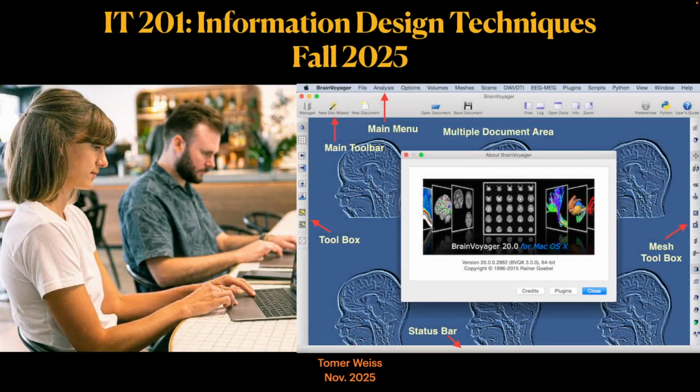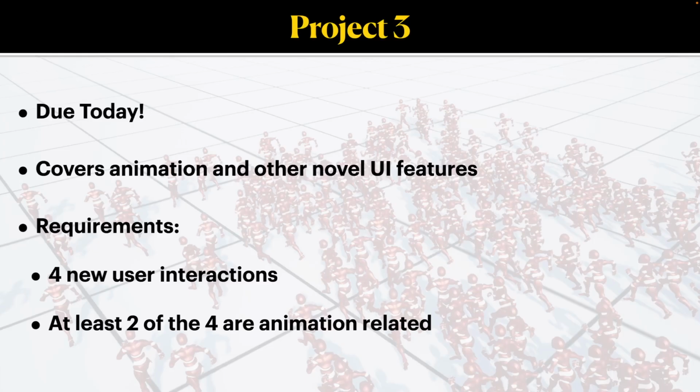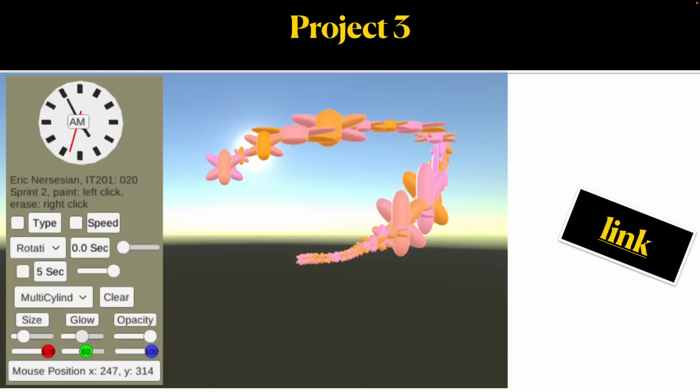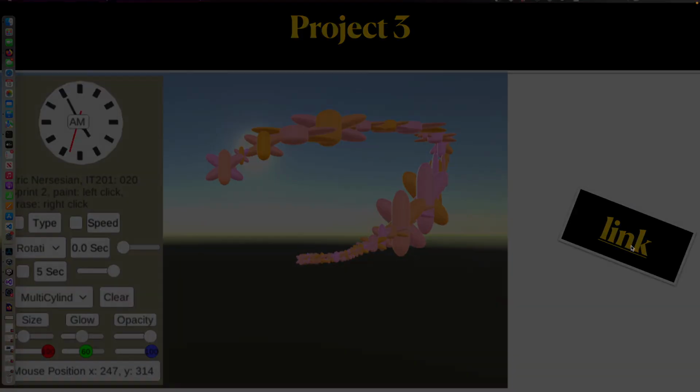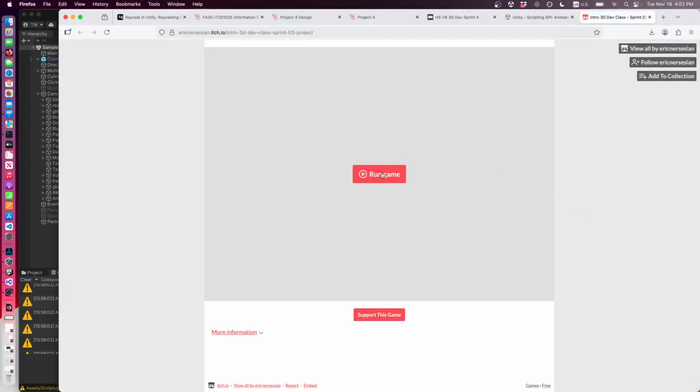Okay, so last week we had a quiz. Project 3 is due today. It covers animation, and you need to propose 4 user interactions there. At least 2 should be animation related. Let's just look at what the project is about.